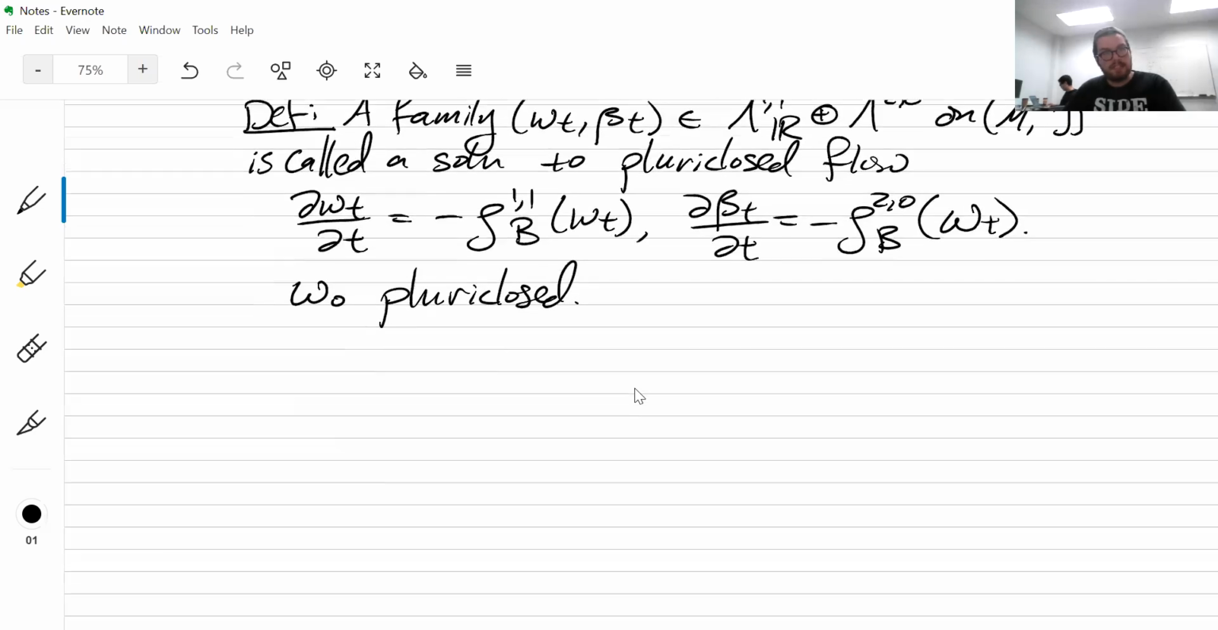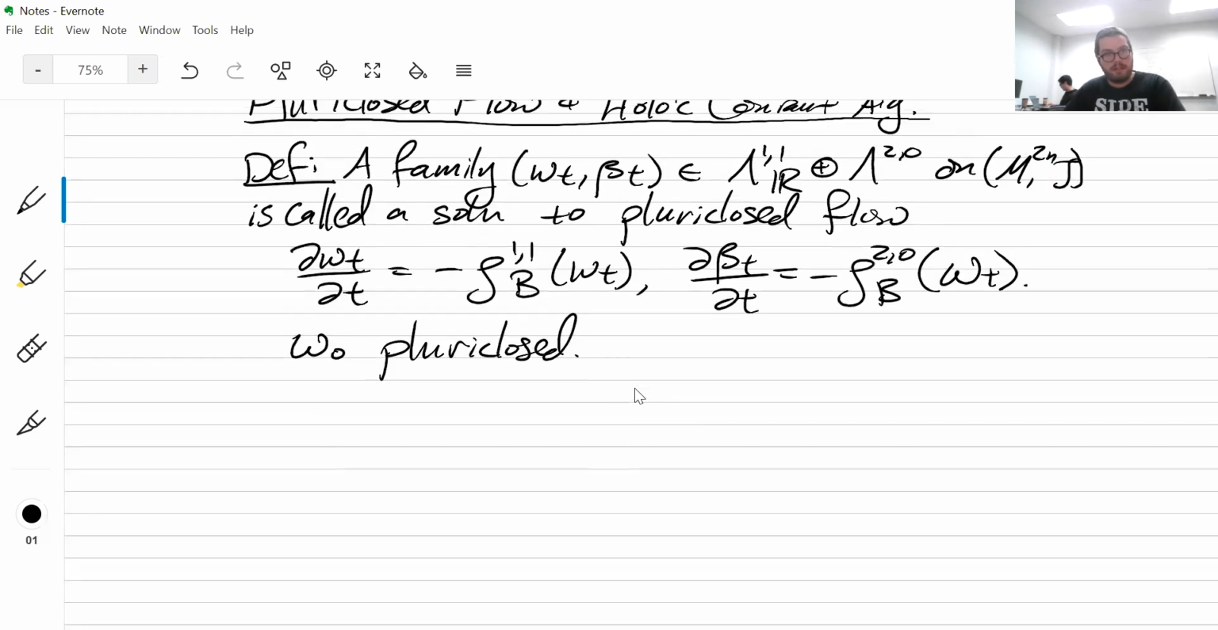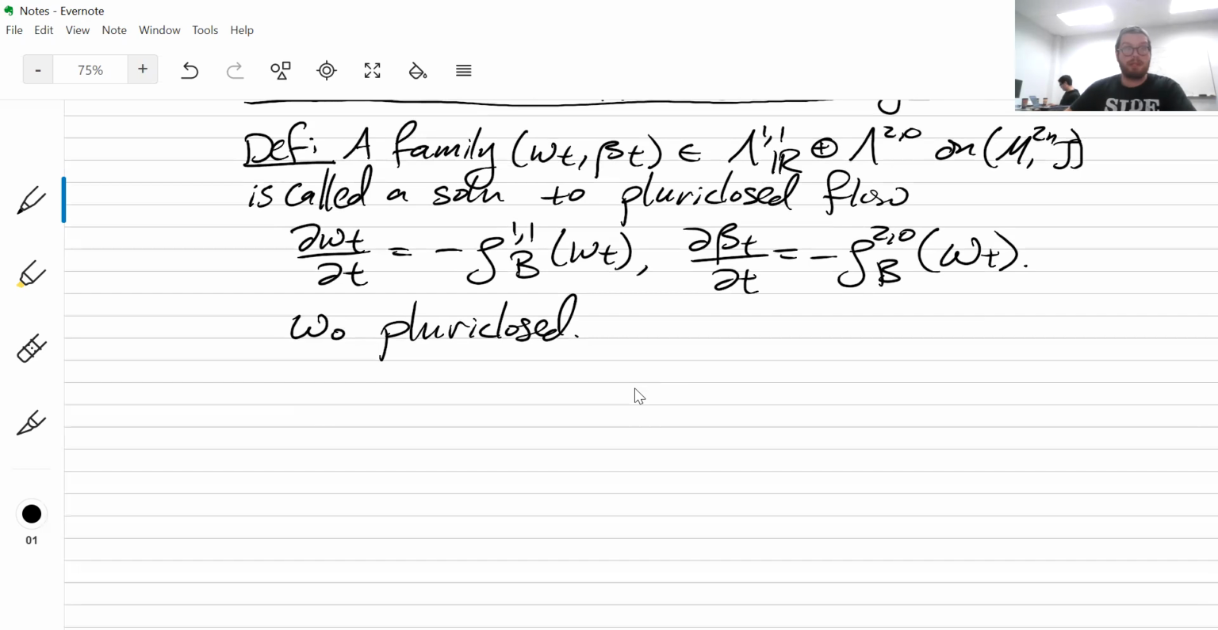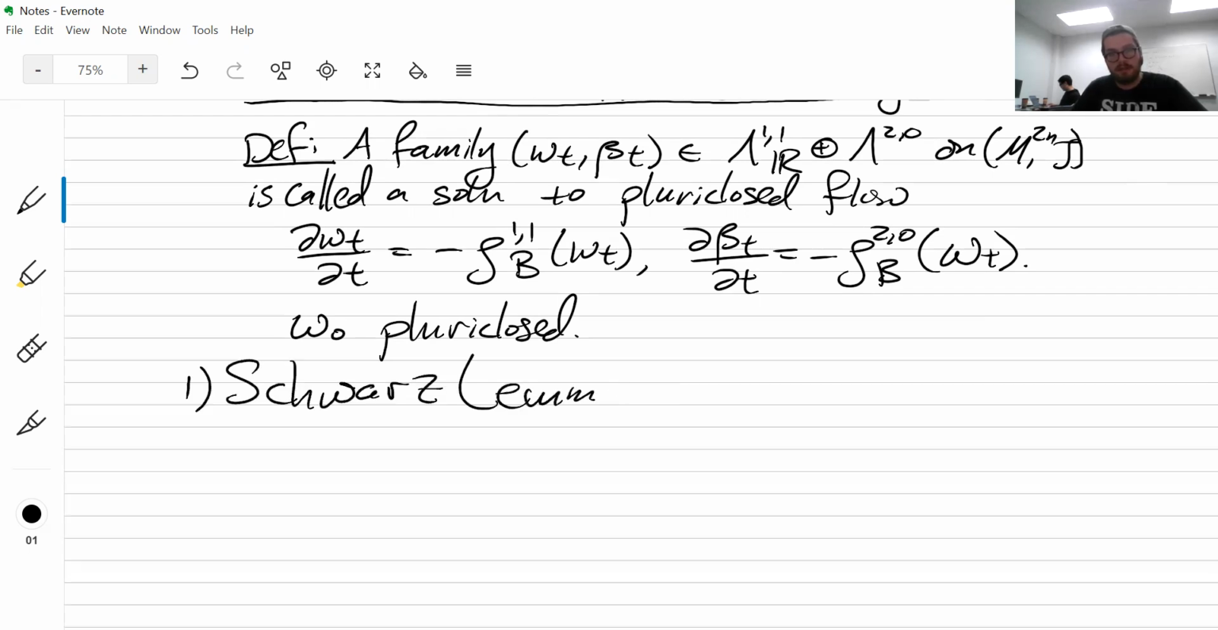Holomorphic current algebroids, it turns out, are going to be a really useful setting for examining pluriclosed flow. But we're going to need to do a little bit of work first. The first thing we're going to want to do is build out a Schwartz lemma that'll be particularly useful in the setting of pluriclosed manifolds with holomorphic current algebroids. And it'll help us with our a priori estimates along the flow.